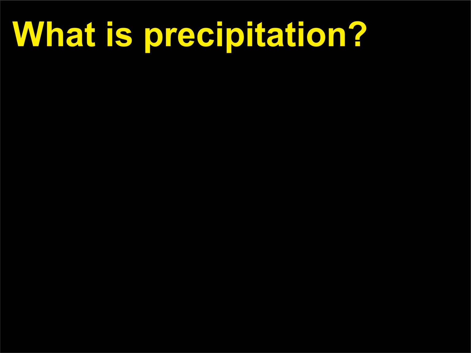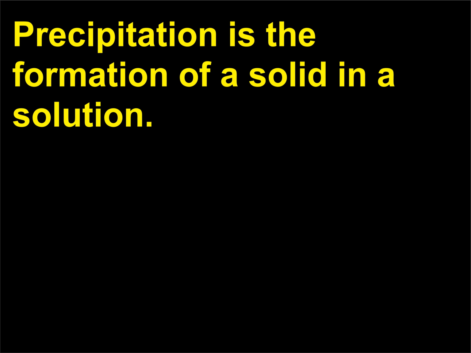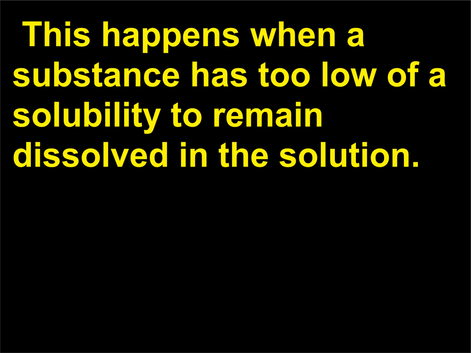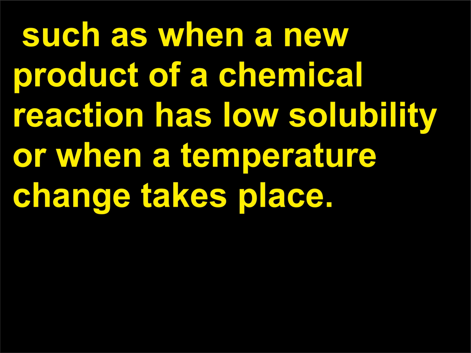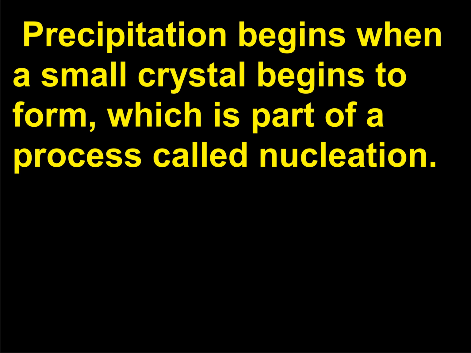What is precipitation? Precipitation is the formation of a solid in a solution. This happens when a substance has too low of a solubility to remain dissolved in the solution. This process can occur for a variety of reasons, such as when a new product of a chemical reaction has low solubility or when a temperature change takes place. Precipitation begins when a small crystal begins to form, which is part of a process called nucleation.